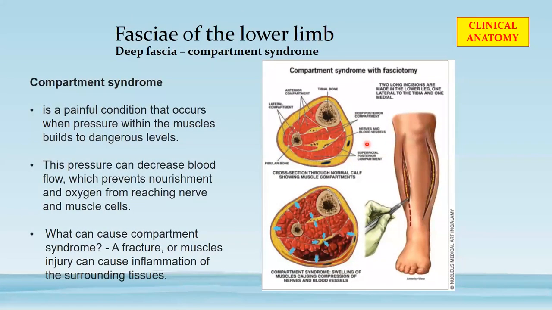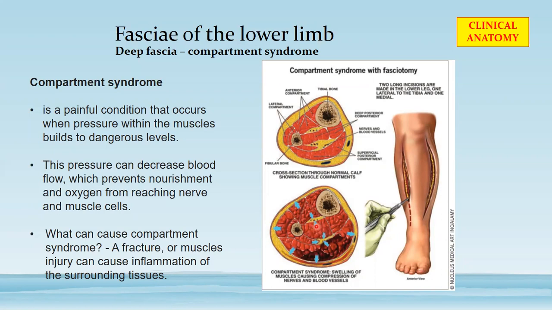Okay, what is the clinical anatomy that is related to the deep fascia? It is the compartment syndrome. Okay, compartment syndrome is defined as a painful condition that occurs when pressure within the muscle increases. Okay, look at this picture. The pressure within these muscles is increased. What causes this pressure to build up? It's either due to the fracture of the related bones or the injury to the surrounding muscles that causes inflammation. When the tissue is inflamed, the pressure will also increase.